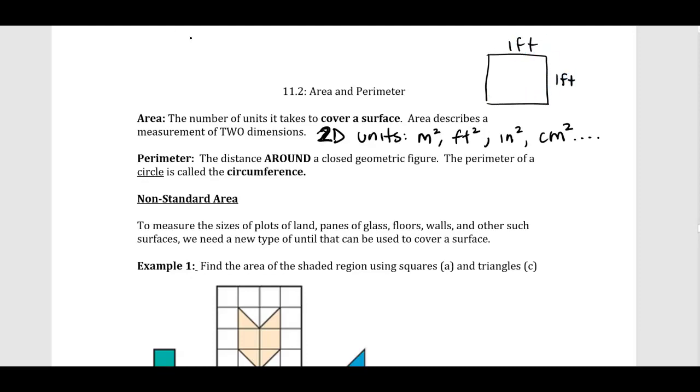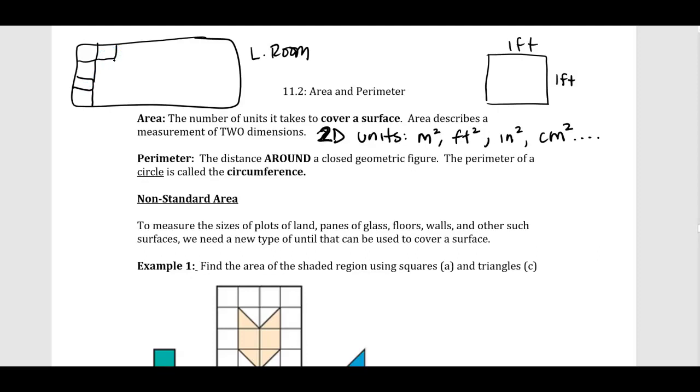If I said to you, what's the square footage of your family room, then you would think of what a square foot looks like. And if you think of what maybe your living room looks like, you would figure out, well, how many of those square feet does it take to fill up your whole floor? And that would be how many square feet your living room would be.